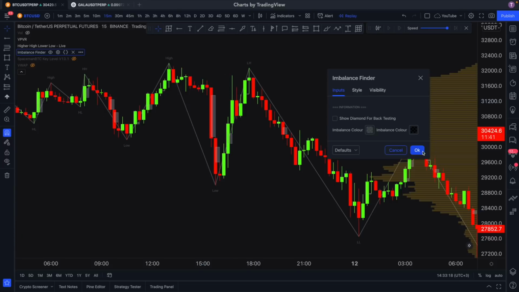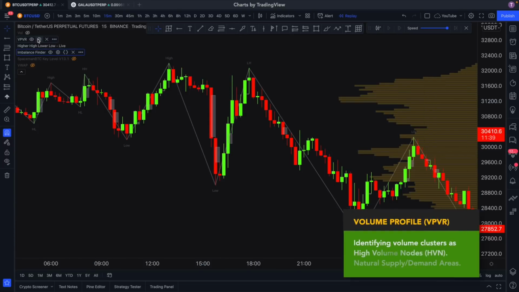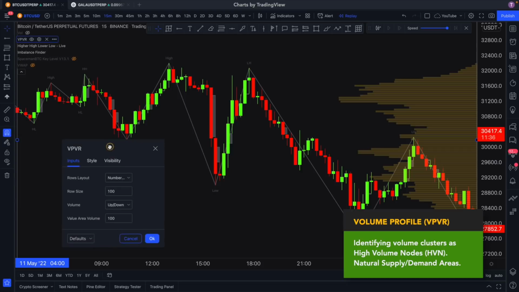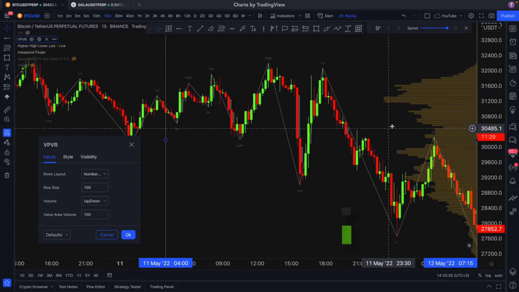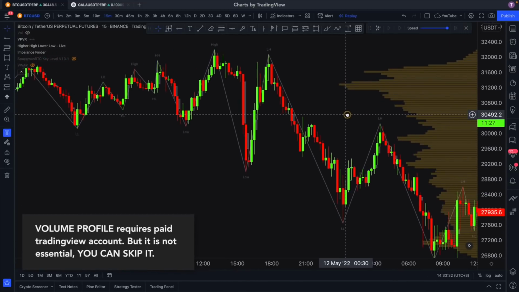The last indicator is the volume profile for identifying key levels. This is a paid indicator. This indicator is not essential. If you do not have Pro TradingView, you can skip this indicator.